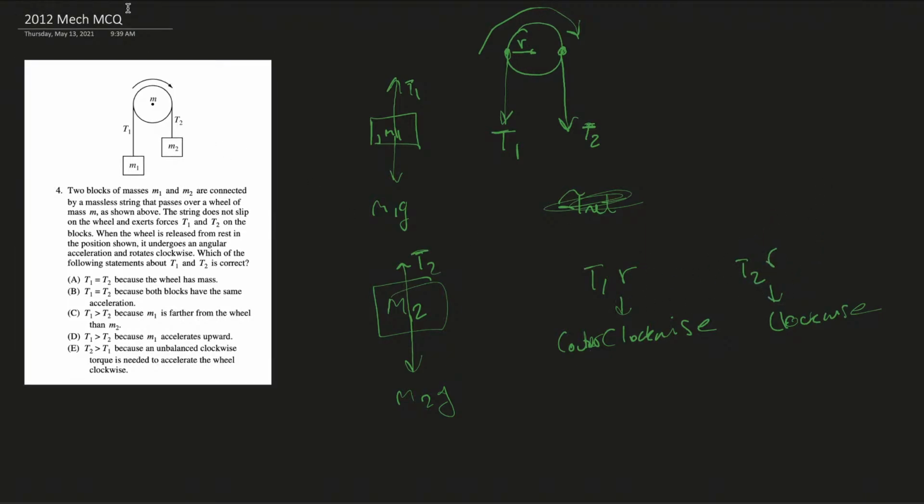greater than T1, right? So if we look at the options: T1 equals T2 because the wheel has mass. I don't know why that reasoning even makes sense. T1 equals T2 because both blocks have the same acceleration. Again, that's true, but I don't know how you can prove that. T1 is greater than T2, nope. T1 is greater than T2, no. T2 is greater than T1 because an unbalanced clockwise torque is needed to accelerate the wheel clockwise. Boom. Exact reasoning that I was showing you. So number 4 is going to be E.